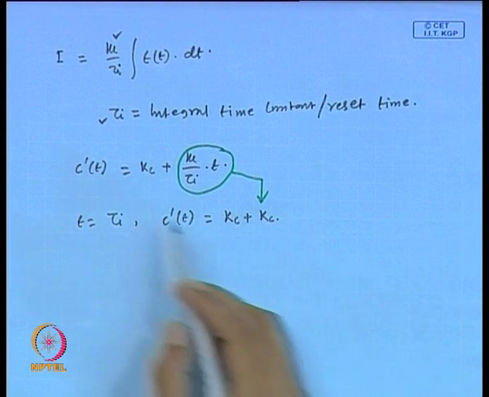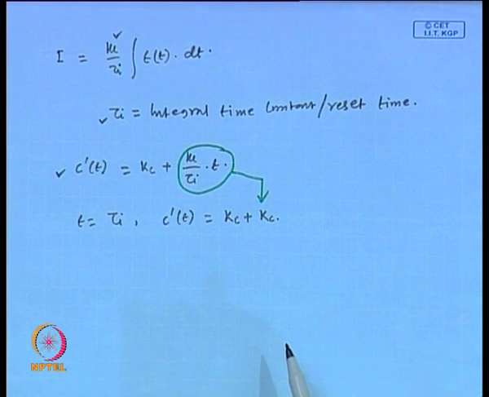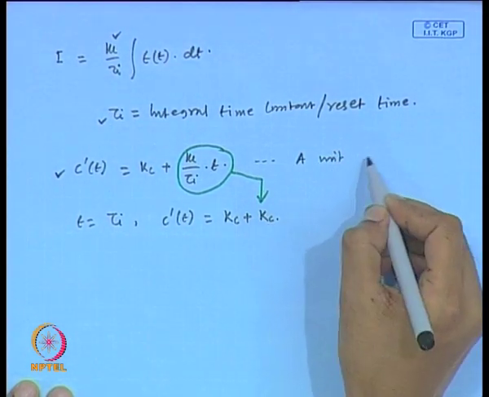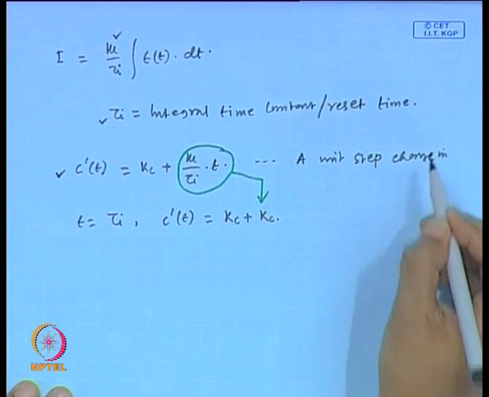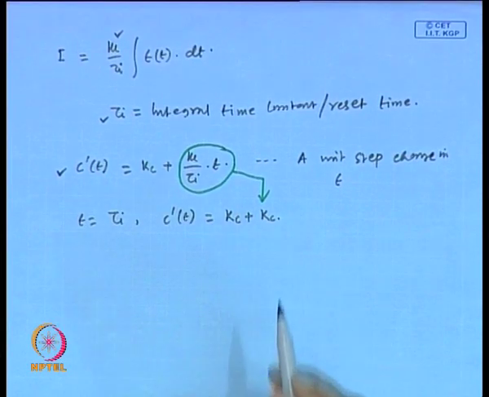Fine. Now, we obtain this form C prime t equals Kc plus Kc divided by tau I into t, considering a unit step change in error signal. Now, we are just considering time t equals tau I. Then the controller output yields C prime t equals 2 Kc.